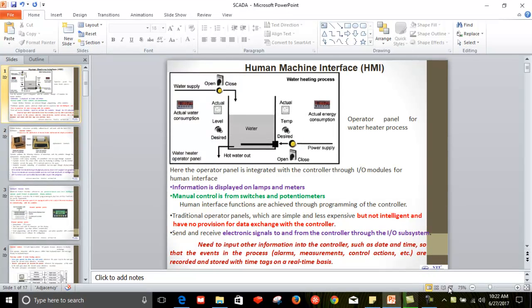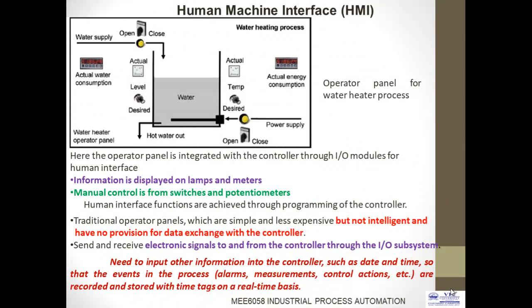This is what we have already seen: DCS and SCADA. So now we are going to discuss the human machine interface. Now we can see the schematic diagram of the human interface system for the water heater process. Here we have the process. We can find out the process.